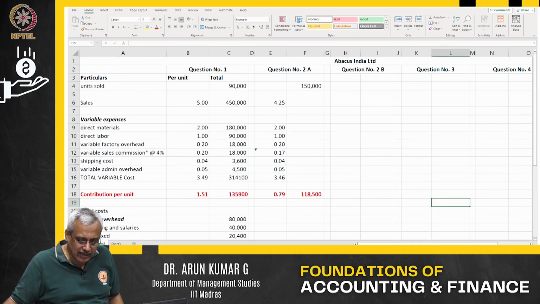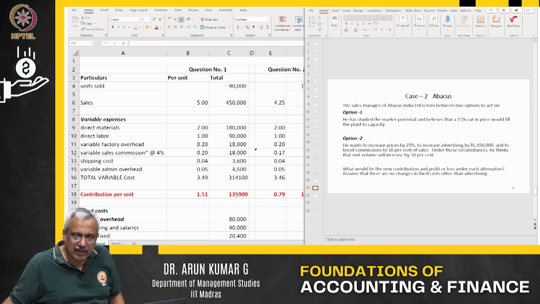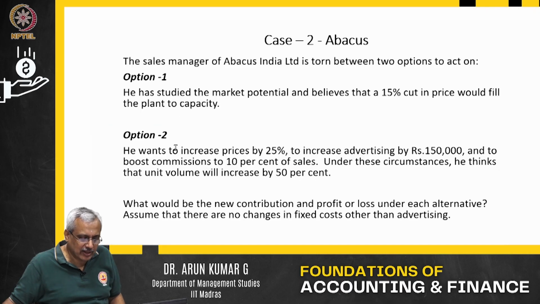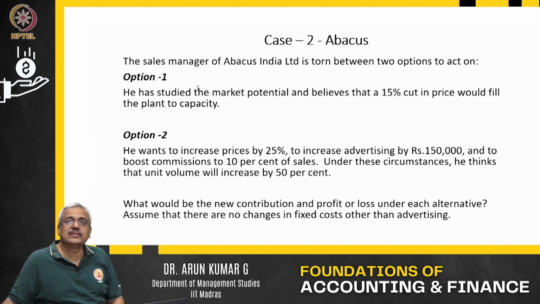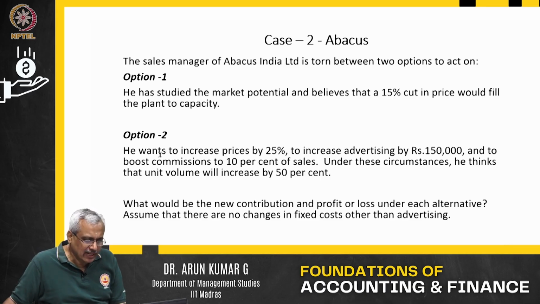So, option 2A, that is what you saw on the slide out here, is not a great workable option at all. It in fact increases the loss. Let us look at the other option.